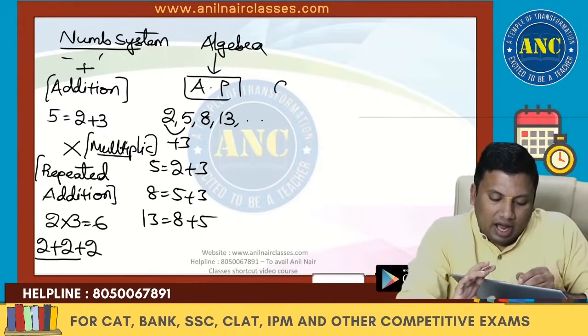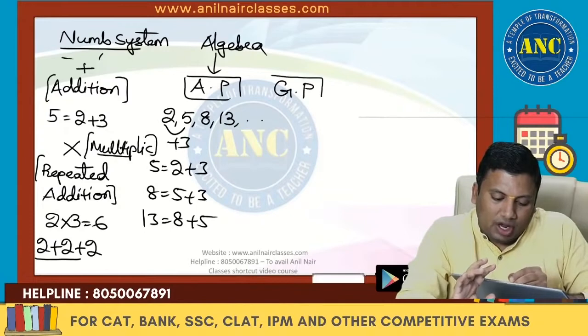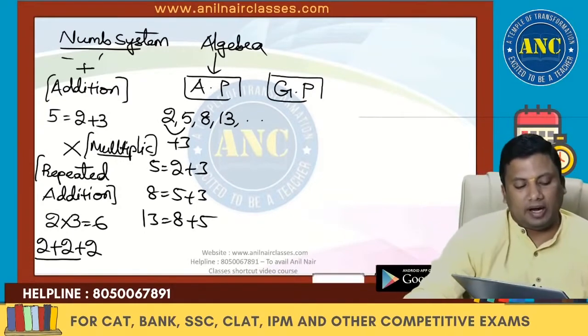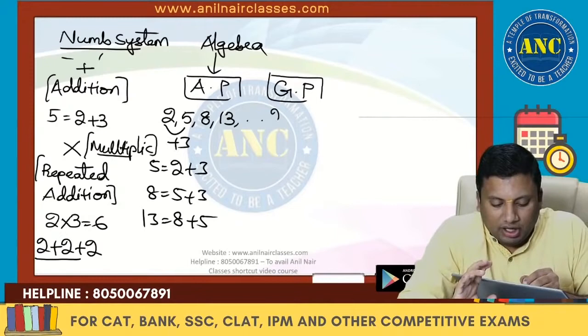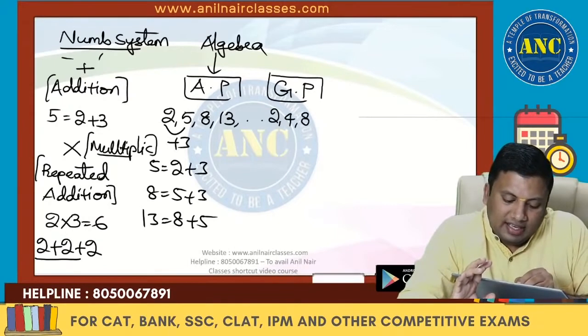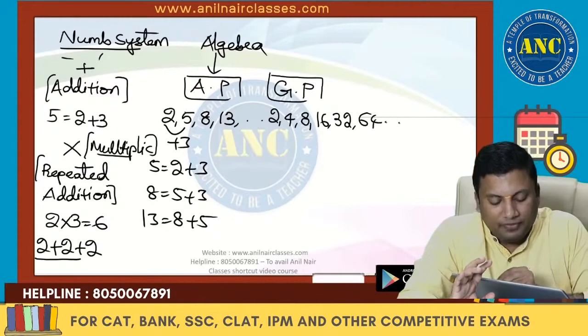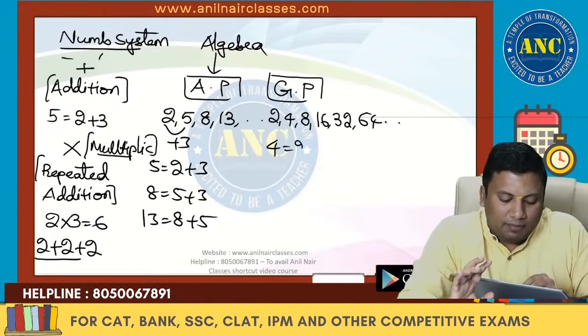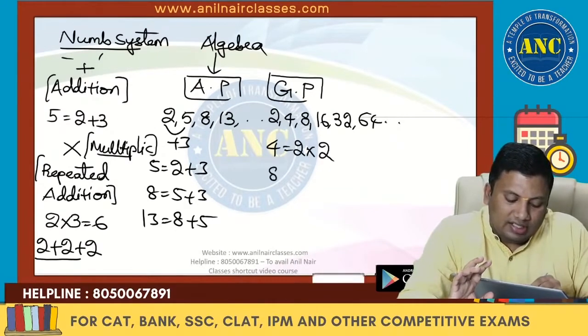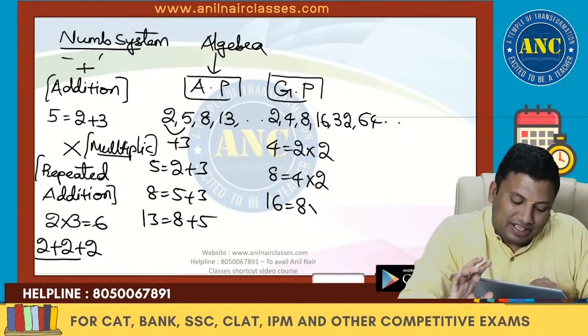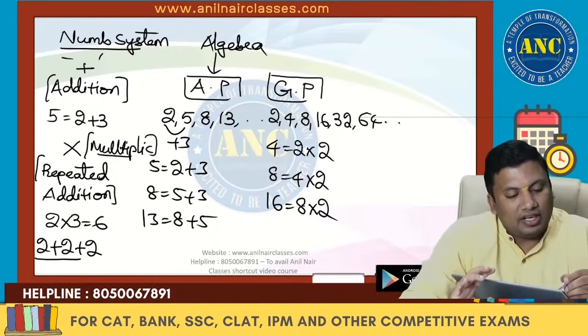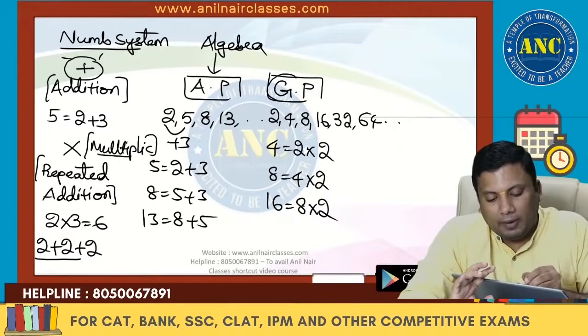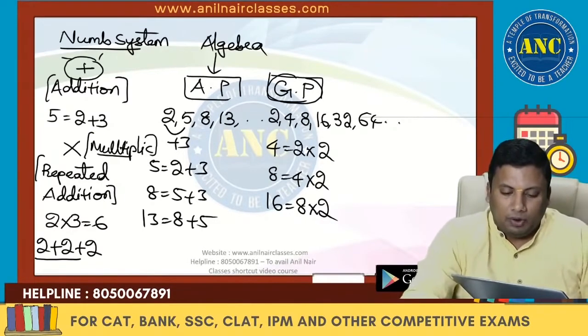In algebra, it is geometric progression. Suppose the series is 2, 4, 8, 16, 32, 64. 4 is 2 into 2, 8 is 4 into 2, 16 is 8 into 2. Multiplication in the number system can also be represented as geometric progression.